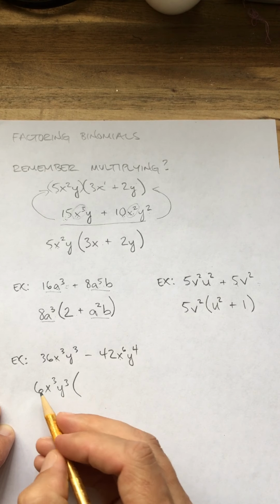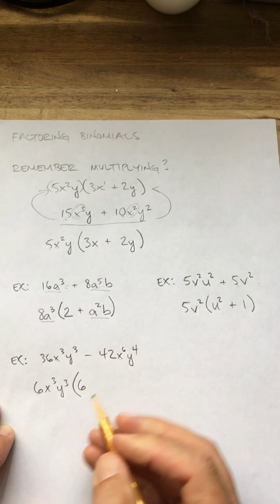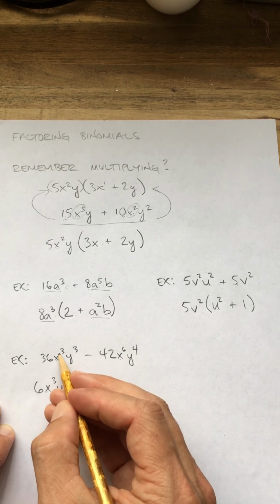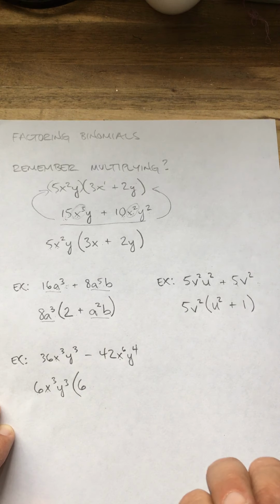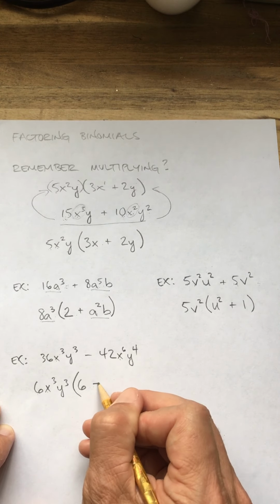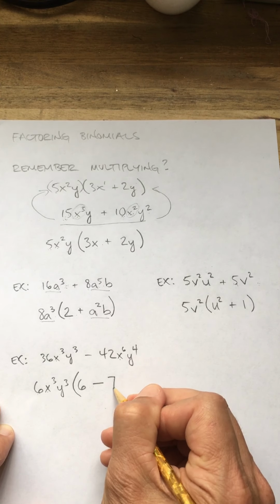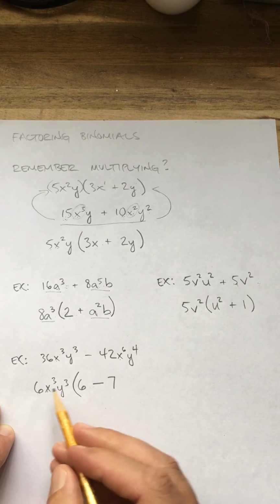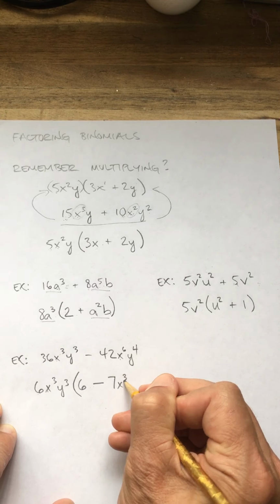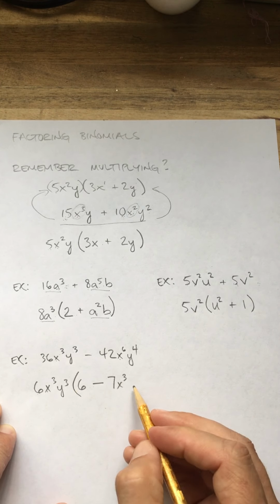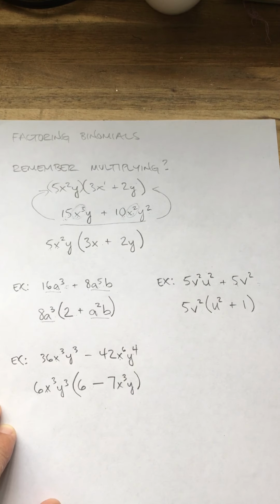Put your parentheses. 6 times what gives you 36? 6 times 6. x cubed times what gives you x cubed? You don't need anything. y cubed times what gives you y cubed? You don't need anything. All right, we're done there. Minus 6 times what gives you 42? 7. x cubed times what gives you x to the 6th? Well, you need another x cubed. y cubed times what gives you y to the 4th? You need another y. There we go.